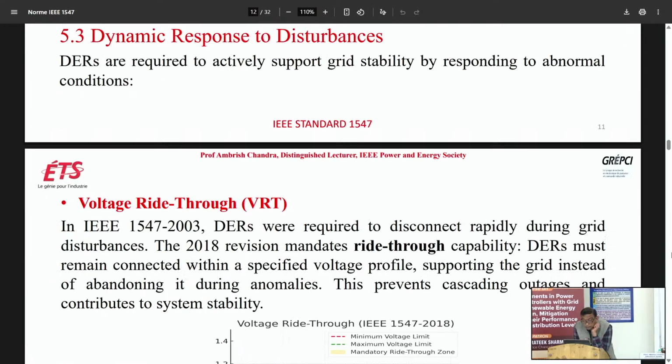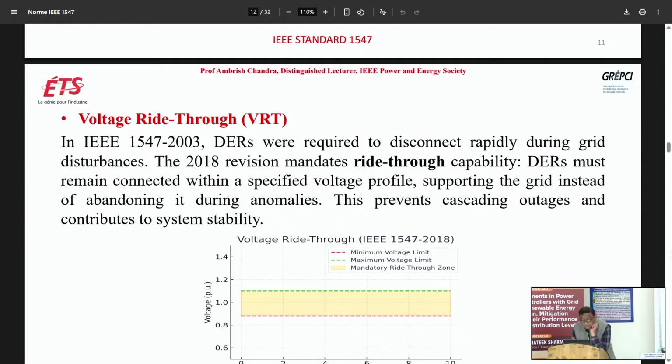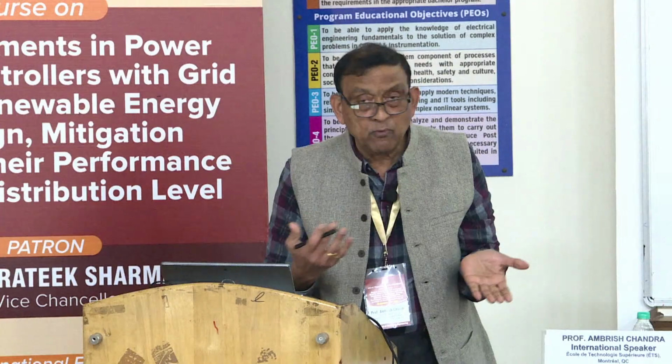Voltage right through. In 1547-2003, DERs were required to disconnect rapidly during grid disturbances. The 2018 revision mandates right through capability, which is a very good thing. DER must remain connected within a specified voltage profile, supporting the grid instead of abandoning it during abnormalities. This prevents cascading outages and contributes to system stability. And now we cannot afford to disconnect, because more than 50% is coming from renewable energy, right?